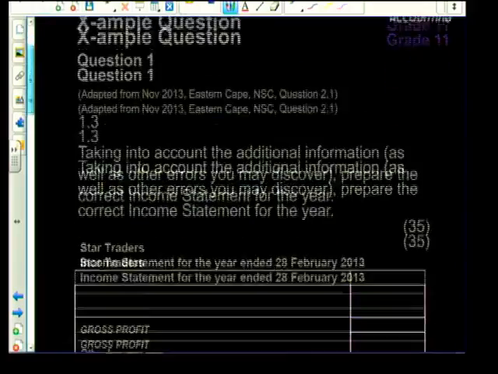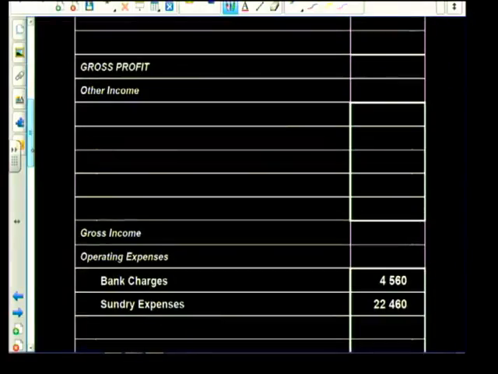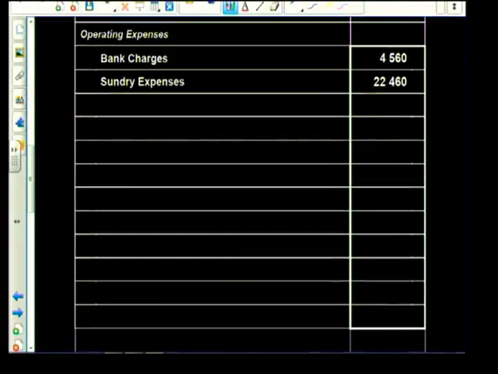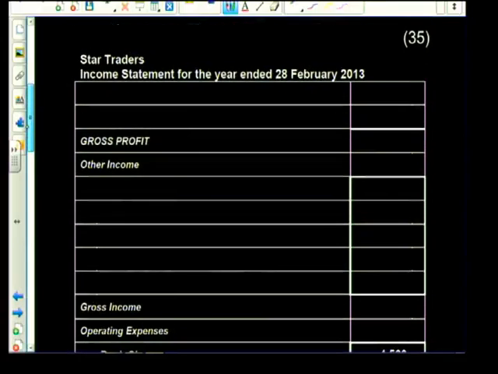So our answer sheet, as you can see, is almost completely blank. They've only filled in 1 or 2 things in here. So what this means is that we're going to get marks for every number that we fill in if it is in the correct place. So you need to remember your format very well, and you need to know that it starts with sales, and then we have cost of sales.